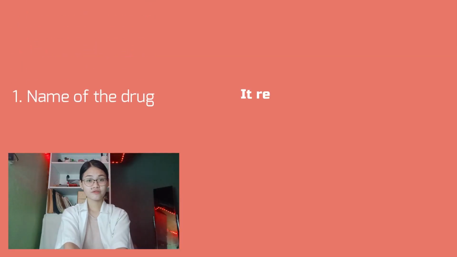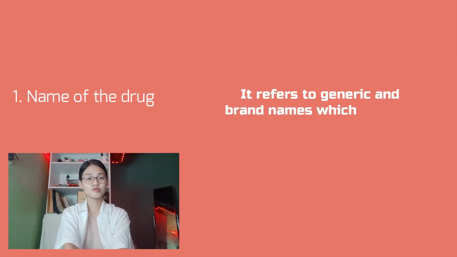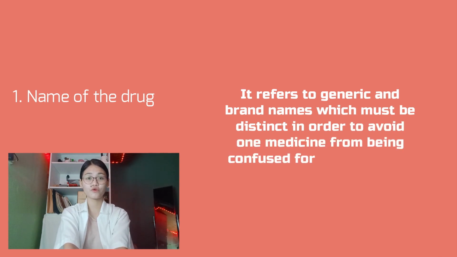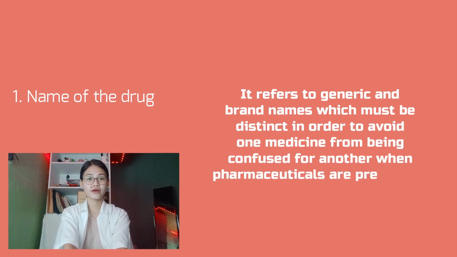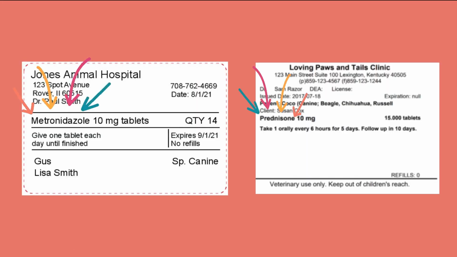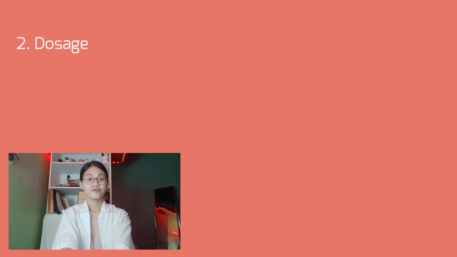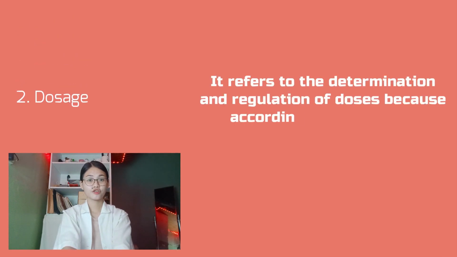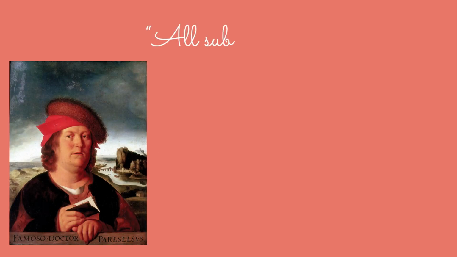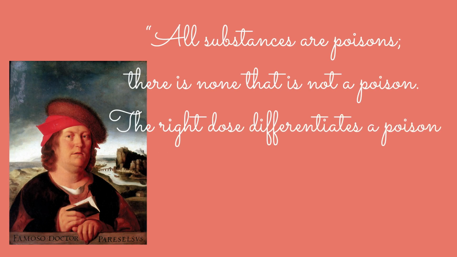The name of the drug refers to generic and brand names, which must be distinct in order to avoid one medicine from being confused for another when pharmaceuticals are prescribed and prescriptions are dispensed. The dosage refers to the determination and regulation of doses because, according to Paracelsus, every drug is a poison. The right dose differentiates a poison and a remedy.